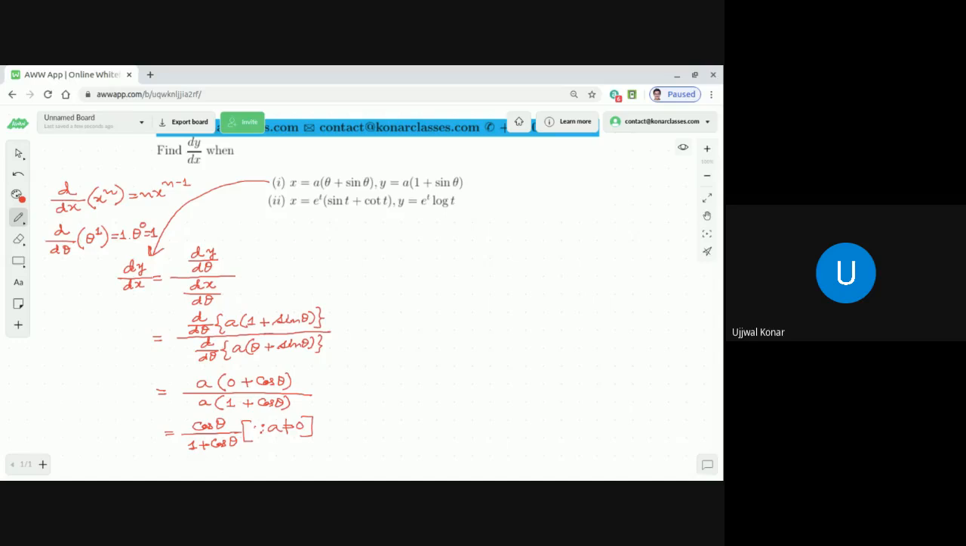Anyone has any further question before we proceed to the next one? Okay, let's proceed to the next question. That is x equal to e power t into (sine t plus cos t), and y equal to e power t log t. Take a couple of minutes. That is also not that difficult a question. It should not take much time.